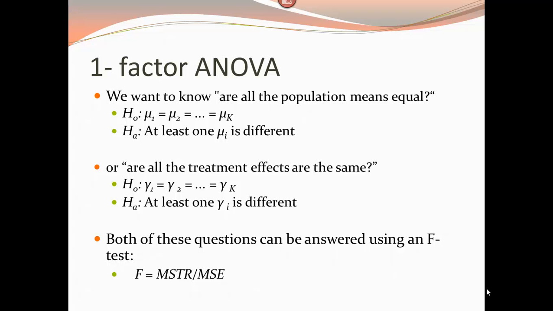So we want to ask ourselves, are all population means equal? Which is the same as asking, are all treatment effects equal? So H0, all of the means are equal, or all of the gammas are equal. HA, at least one of them is different. And both of these can be found using an F test. So we're just going to look at the p-value of the F statistic on our Excel or SPSS printouts. The higher the F statistic, the more the difference in the means can be attributed to the treatments or the factors being examined, and thus the less likely it is that H0 is true and therefore it should be rejected.